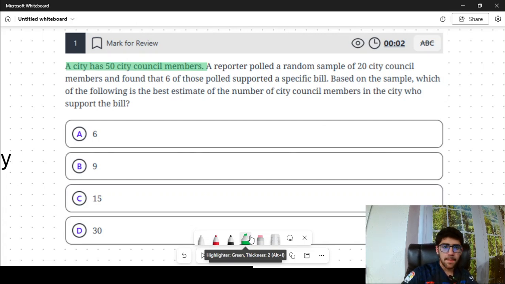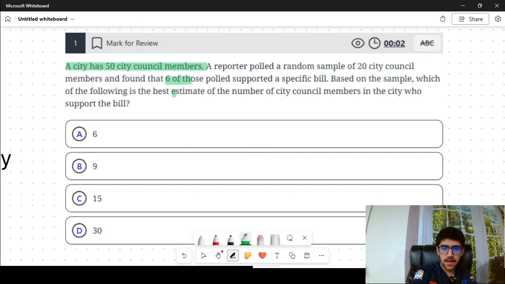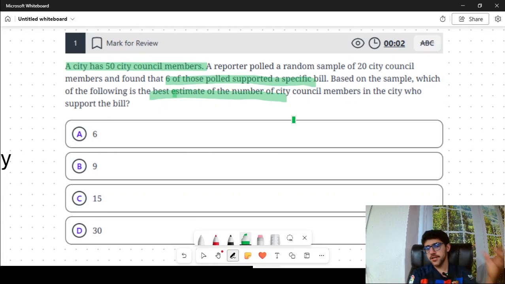So okay, the total is 50 city council members. They polled a random sample of 20 of them. 6 of them support a specific bill. Based on the sample, what is the best estimate of the number of city council members who support the bill? So here, like I said, you could either use a ratio, a fraction, a percentage, or decimals. It all depends on what you prefer.